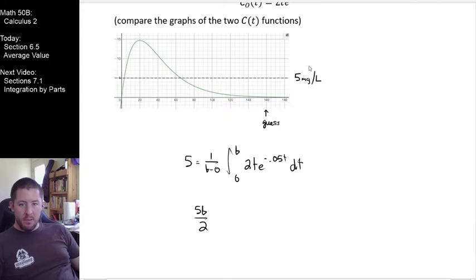So, repeating myself right here, 5 milligrams per liter, that's our dash line, our goal. Our guess is this ballpark of 160 right here. It's our missing area below the dash line, equivalent to our extra area above the dash line.